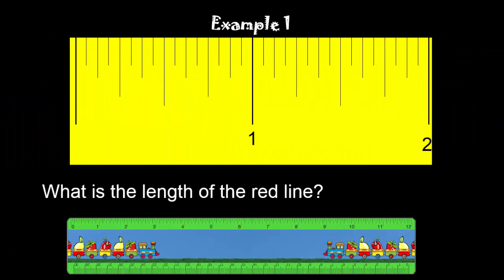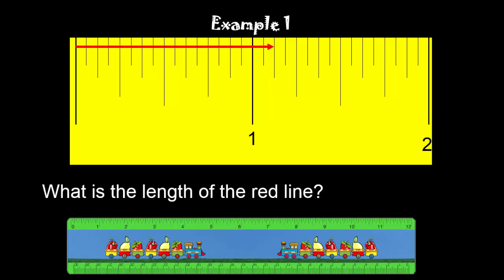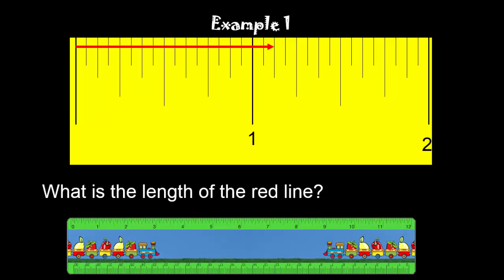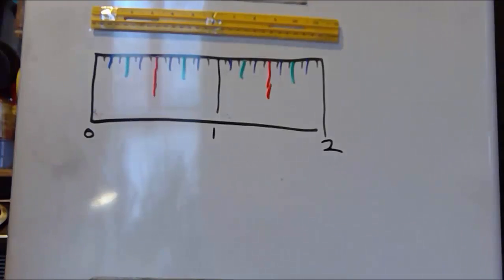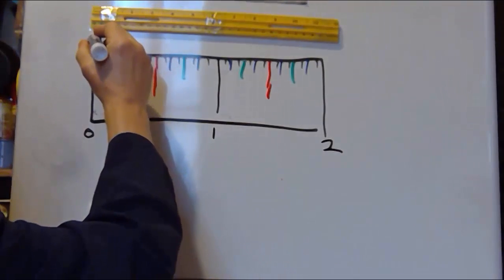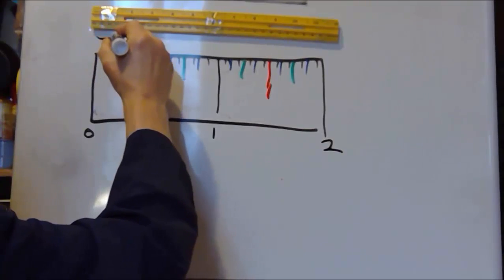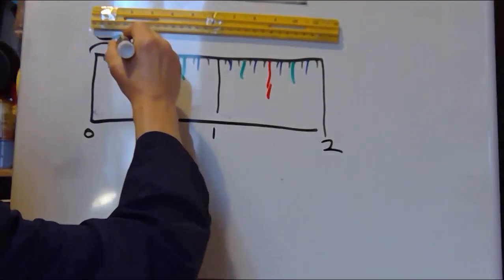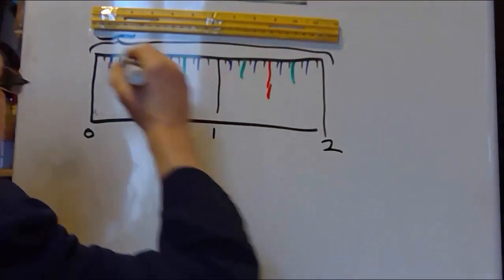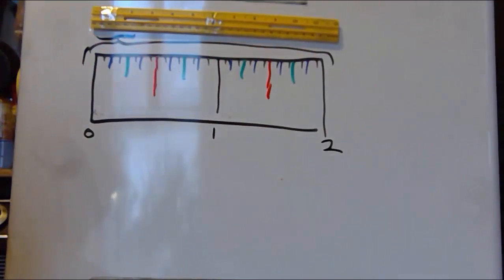In example number 1, we want to figure out what the length is of this red line. So let us go over to the whiteboard and see how we would do this one. So for my example, I magnified one of these units here. So here we have 2 inches. So I magnified it here. And we're going to look at the first 2 inches in the case of these examples.